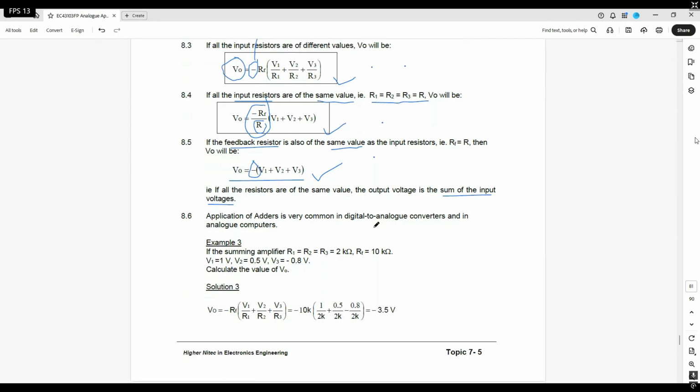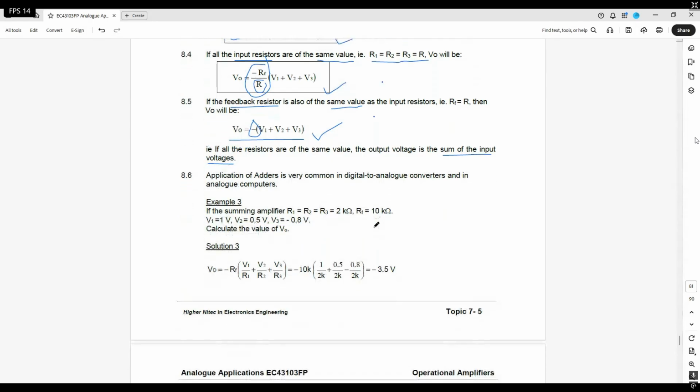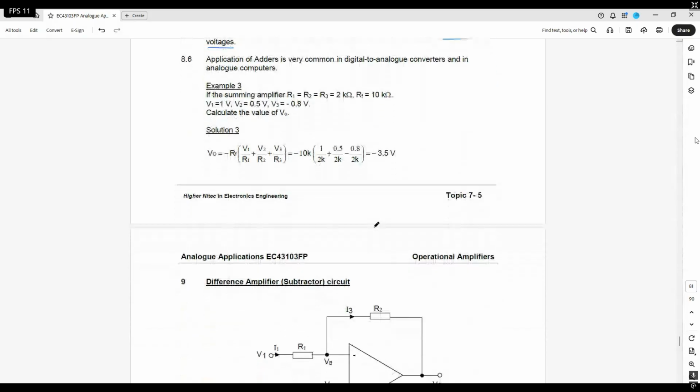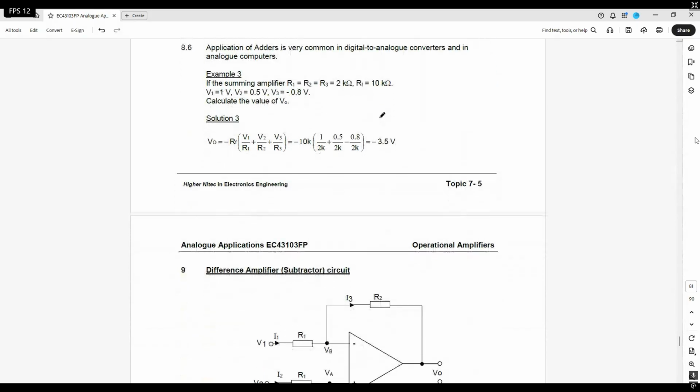Now I think it's good to look at an example. Before we look at the example, they tell you one very common application of the summing circuit or adders, which is digital to analog converters. I think some of you have seen this. Sometimes they write it as DAC, digital to analog converter. It's very common. That's one application of an adder.